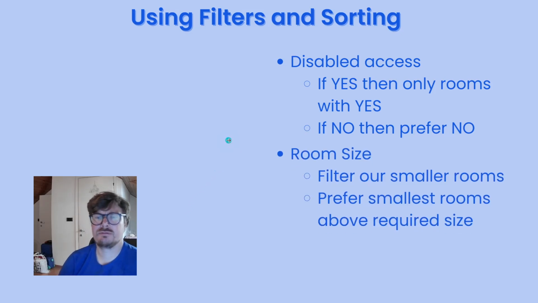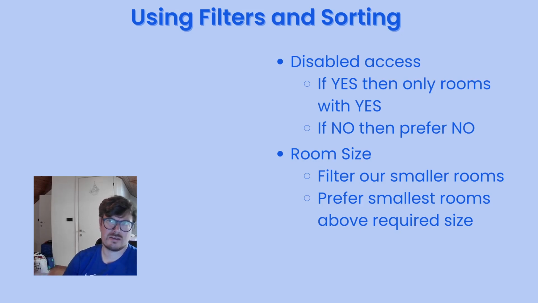And then similar with room size. If someone has, let's say, a booking of 4 people, we will not assign rooms which are only for 2 or 3 people. But then we're going to sort the rooms in order of size. So for example, if there is a booking of 4 people, check the rooms which have a capacity of 4 first. If that's not available, then go to the bigger capacities.